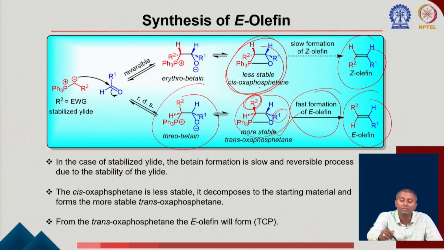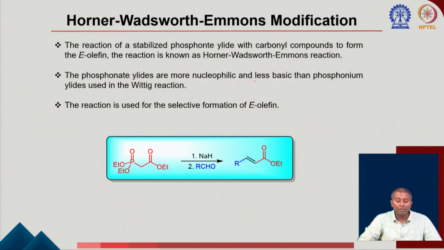As you can see, the Z olefin is going through a less stable cis oxaphosphetane intermediate. This stabilized ylide reaction was discovered by Horner, Wadsworth and Emmons, so it's called a modified reaction.